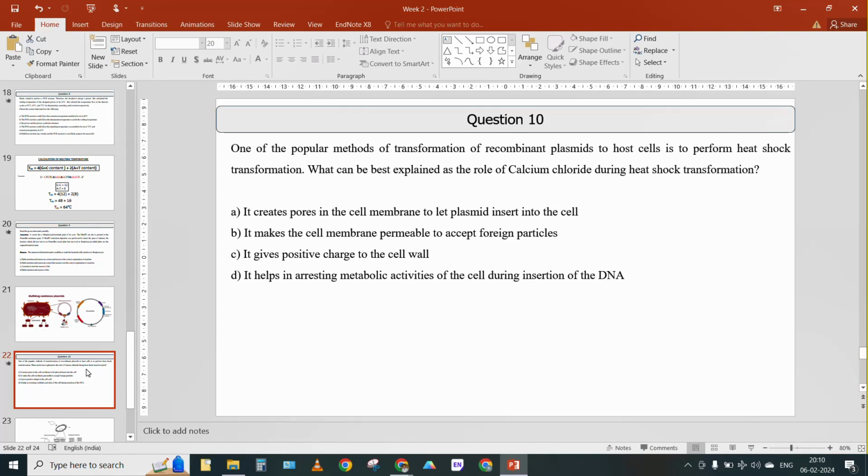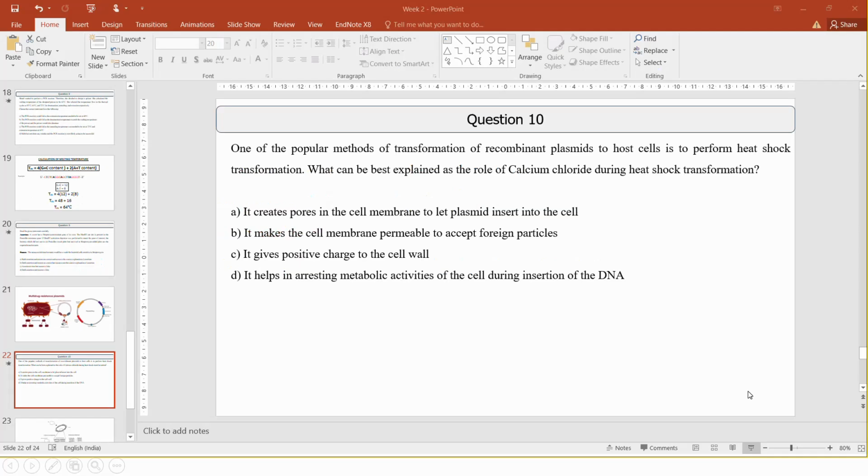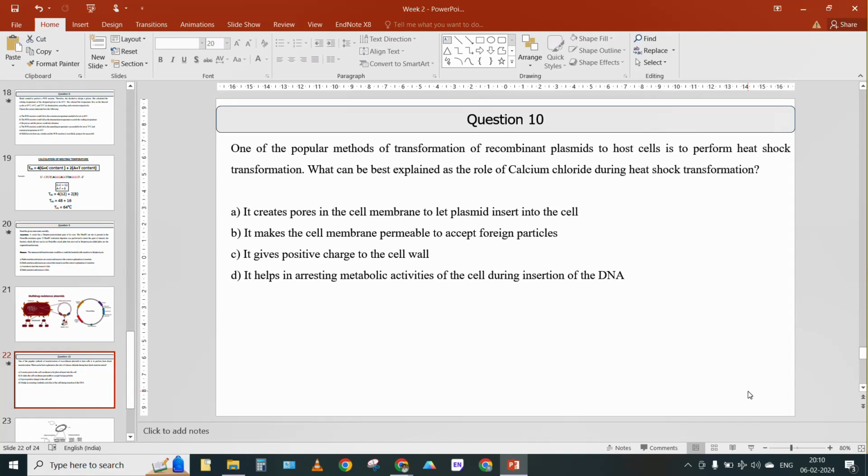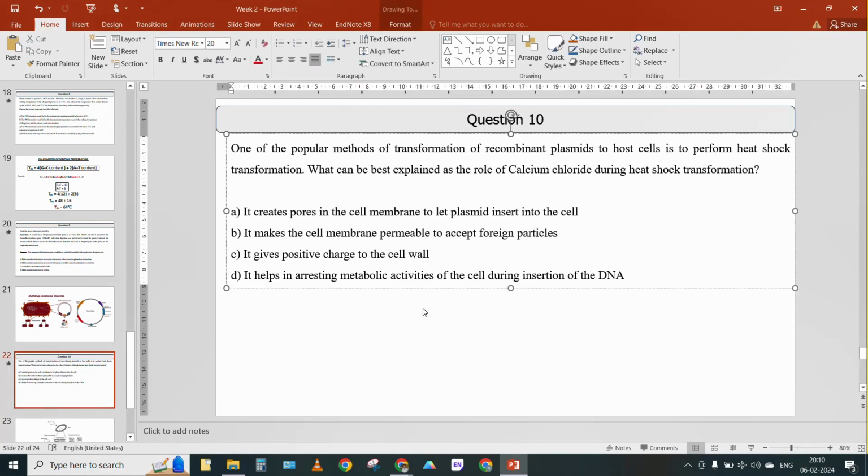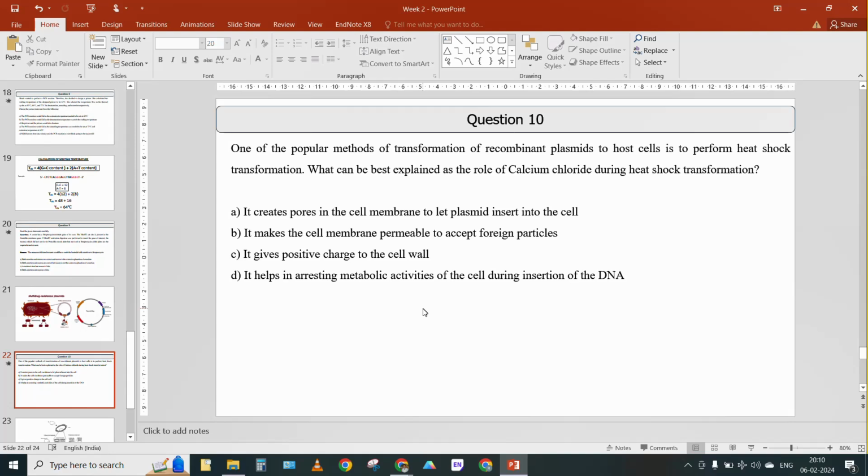Sir, option B. Option D, B or D? Sir, B, which states that it makes the cell membrane permeable to accept foreign particles. Okay. So the option C is the right one. Okay, sir. Got it.